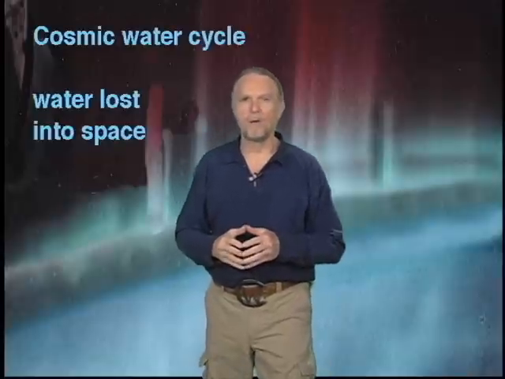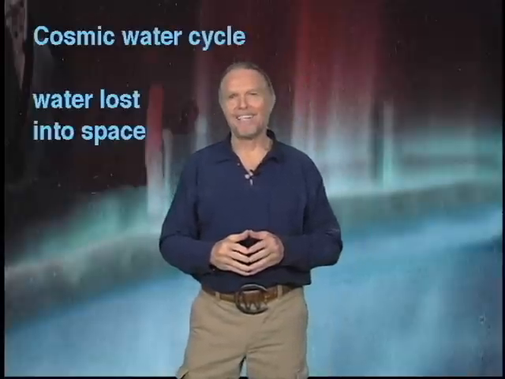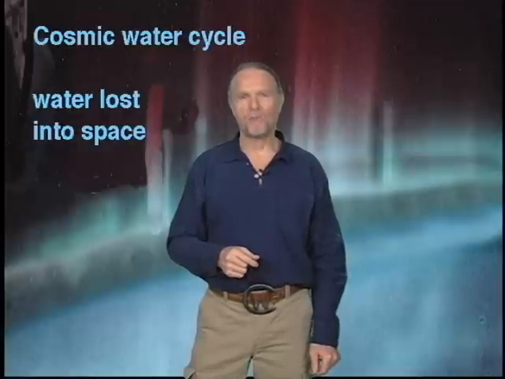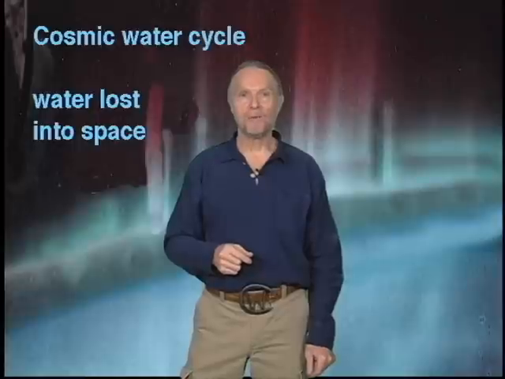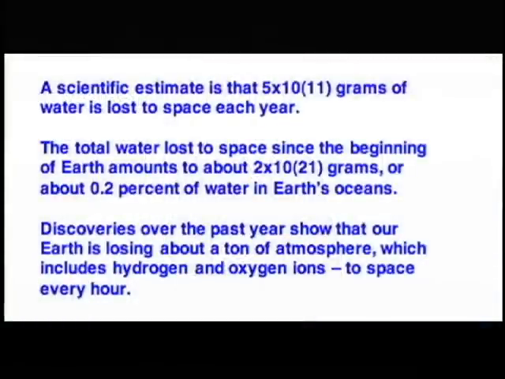Now, there are scientific minds that are really quite brilliant that have come up with a formula as to approximately how much water we lose to space each year. Water lost to space: current science estimates that 5 times 10 to the 11th power grams of Earth's water is lost to space each year. The total amount of water lost to space since the beginning of our Earth's history comes to about 2 times 10 to the 21st power grams of water, or about 0.2% of water in all of Earth's oceans.